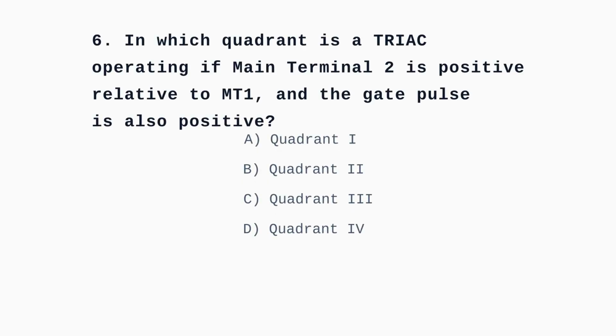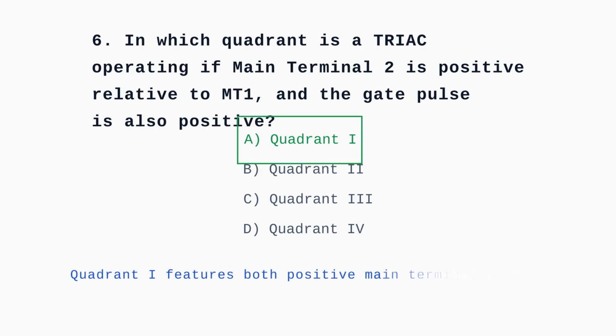Question 6. In which quadrant is a TRIAC operating if main terminal 2 is positive relative to MT1, and the gate pulse is also positive? When both the main terminal 2 voltage and the gate trigger pulse are positive with respect to main terminal 1, the device triggers within quadrant 1.